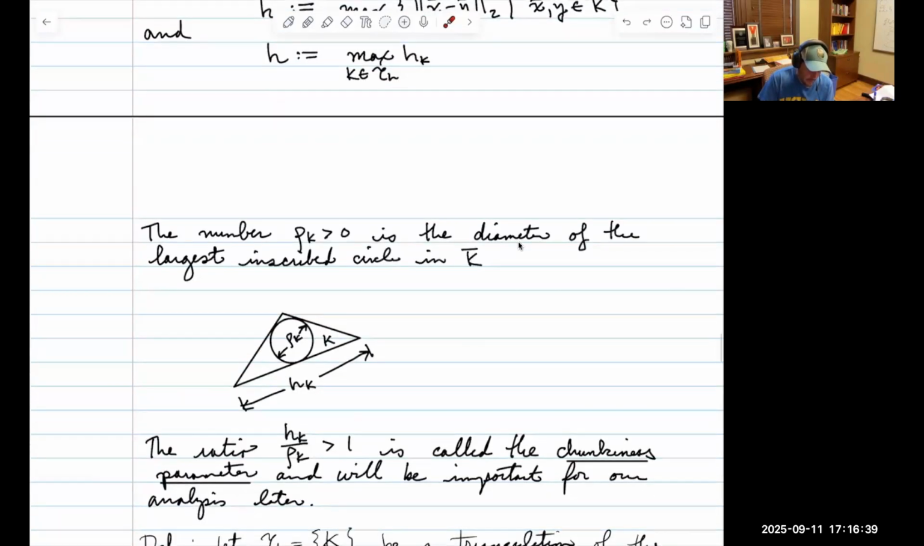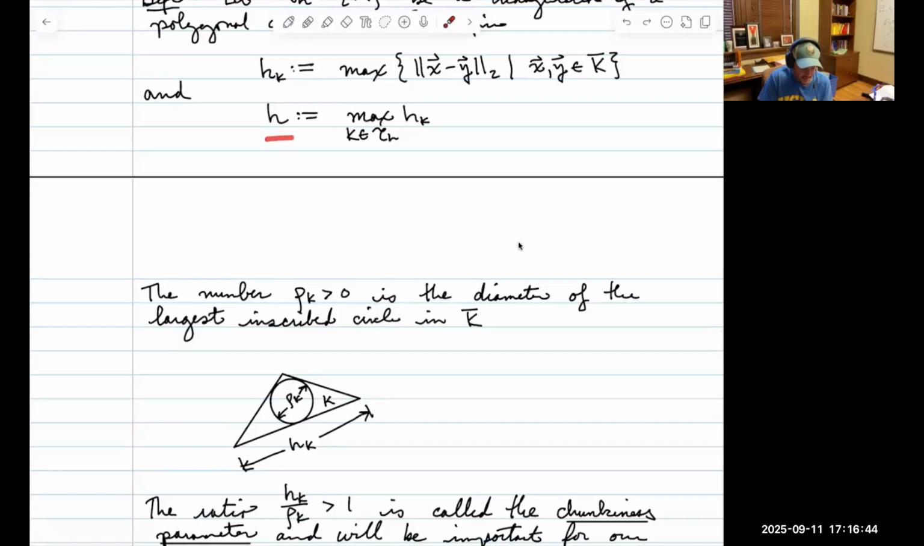Now the number rho k. Oh, I missed one here. So h is then defined as the maximum of all the h's, all the hk's taken over all k's in the triangulation. So this is similar to our definition for h in the one-dimensional case. It's just that in the one-dimensional case, we have a nice indexing that's not available in 2 dimensions.